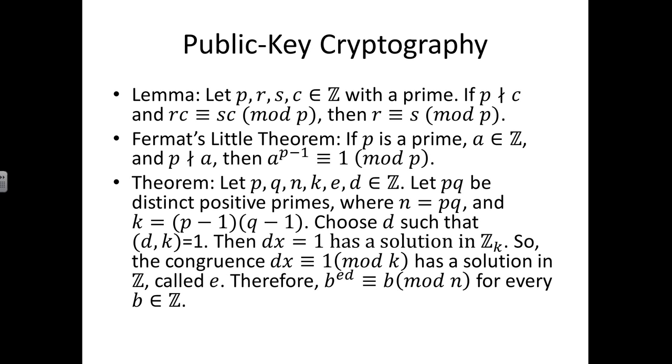The next is the public key cryptography. This is the main method. It's even more complex. You have to use the computer in order to use this method because the modular arithmetic gets so large.